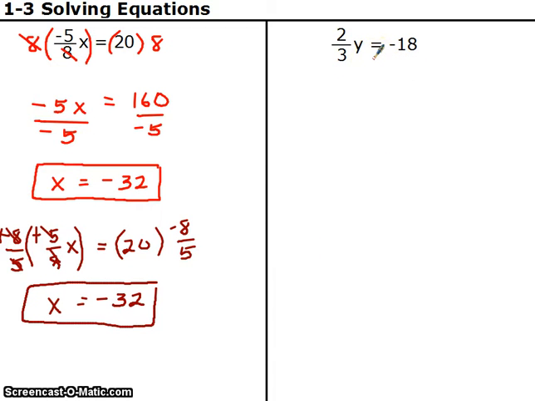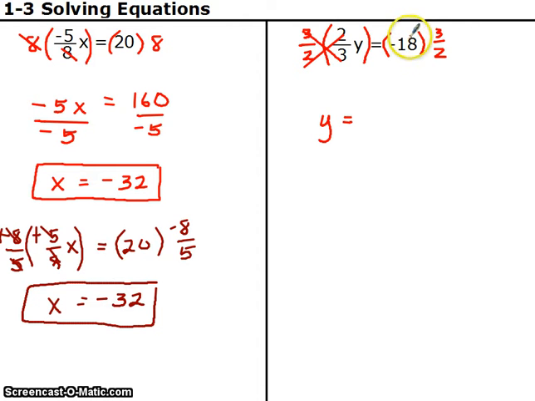All right, y'all give this one over here a try, and then unpause the video and come back and see if you got it right. All right, so if we use the one-step method, we're going to multiply this by 3 halves. Negative 18 times 3 halves. Alright, so those will cancel, leaving us with y.